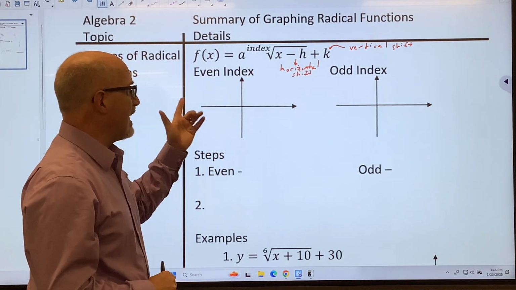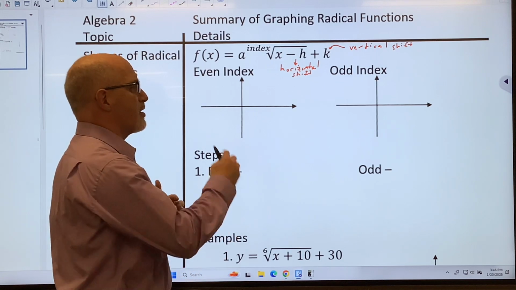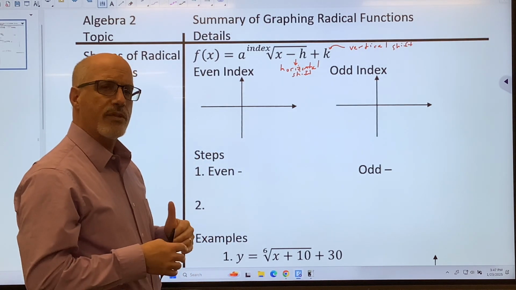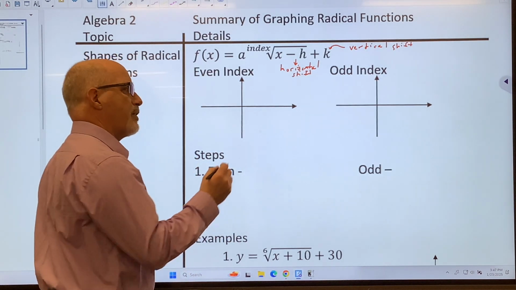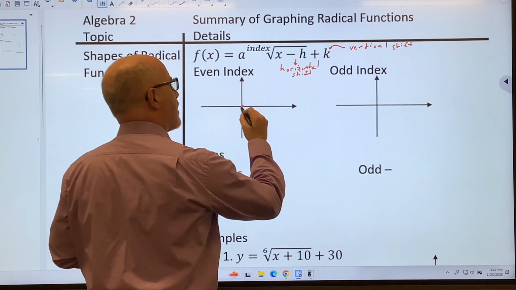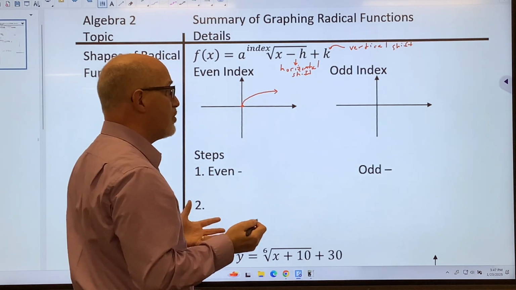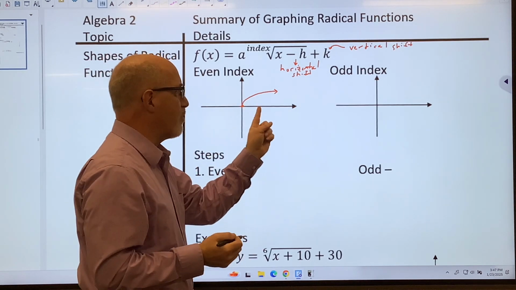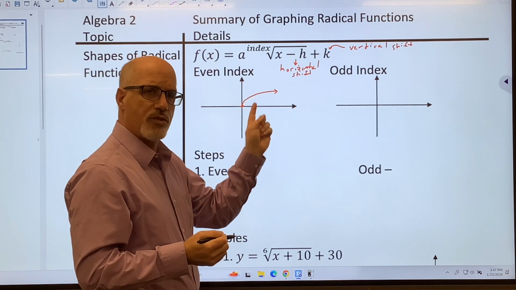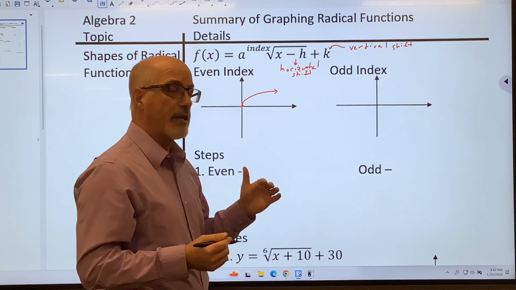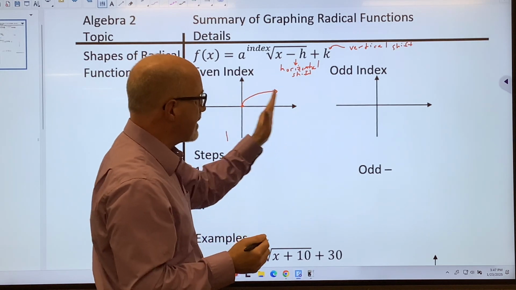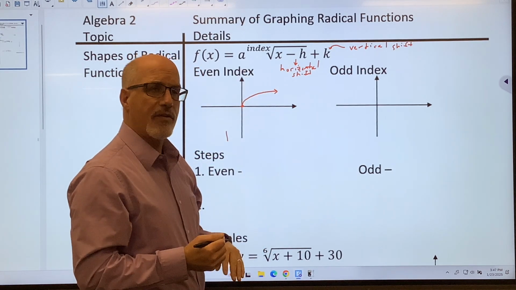So if we're looking at an even index, so for instance a square root or a fourth root, if we don't have any shift to it, the general look of it is there's a starting point here and it goes in that direction. If you do have a starting point, it shifts it over h units and up k units or down k units, excuse me. So the h units is side to side, the k units would be up and down for it.